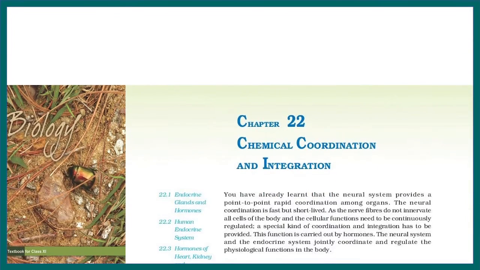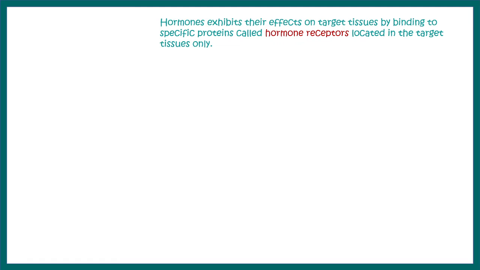This concept is from chapter 22 NCERT class 11 textbook. In this video we'll talk about hormonal mechanism. So hormones exhibit their effects on distant location by binding to specific receptor on the target tissue or target cell.